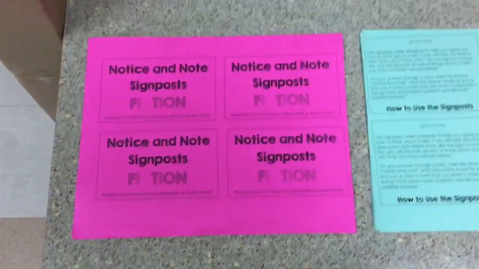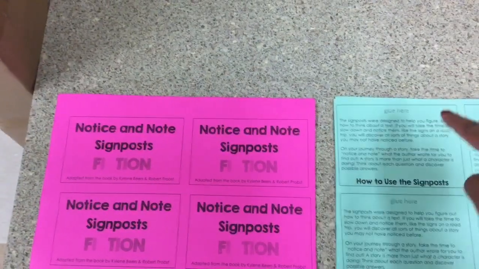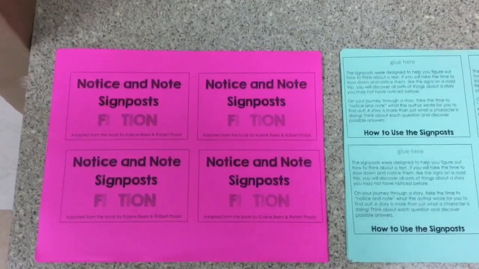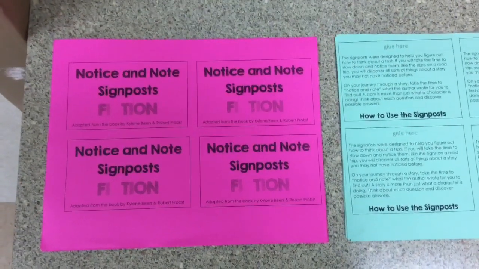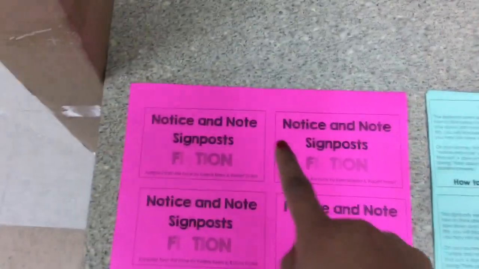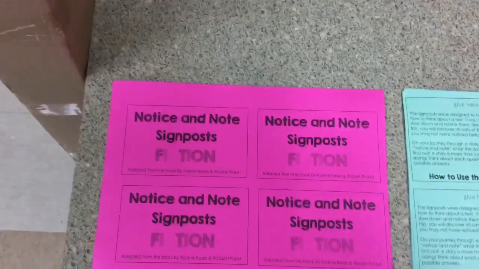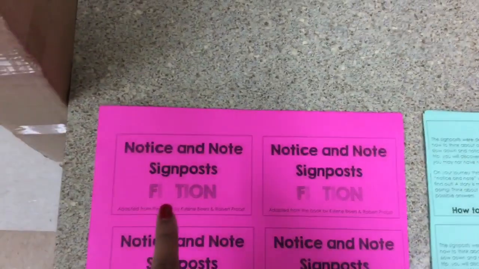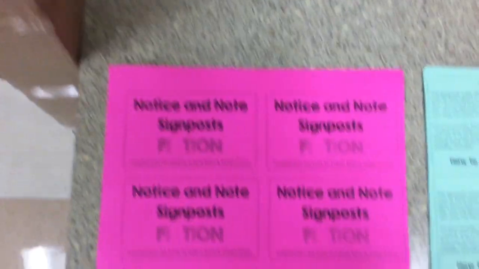You're going to line these up with the glue on the top strip like this to make one long foldable. You're going to glue that foldable in on the next open page in your journal. You may title the page Notice and Note Signpost Fiction. The C kind of disappeared when I made some copies. So if you don't have a C, just draw it in there.